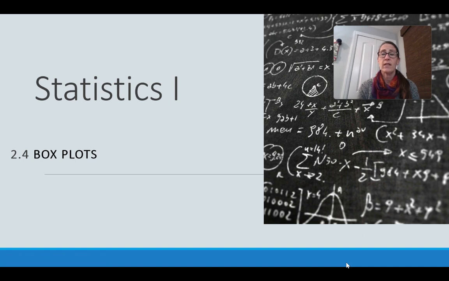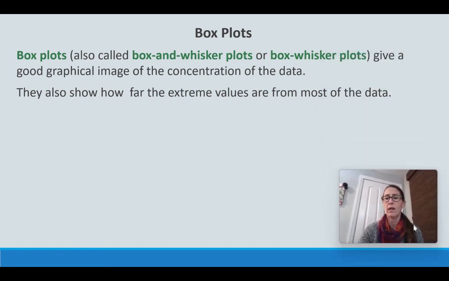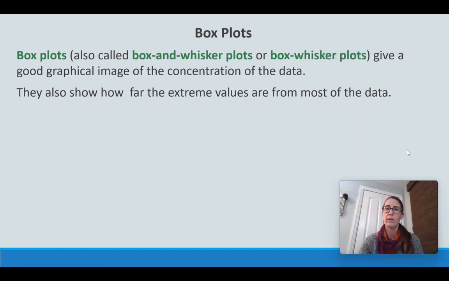This video is going to be on section 2.4 on box plots. Box plots are also called box and whisker plots or box whisker plots. These give us a good graphical image of the concentration of the data. They also show us how far the extreme values are for most of the data.